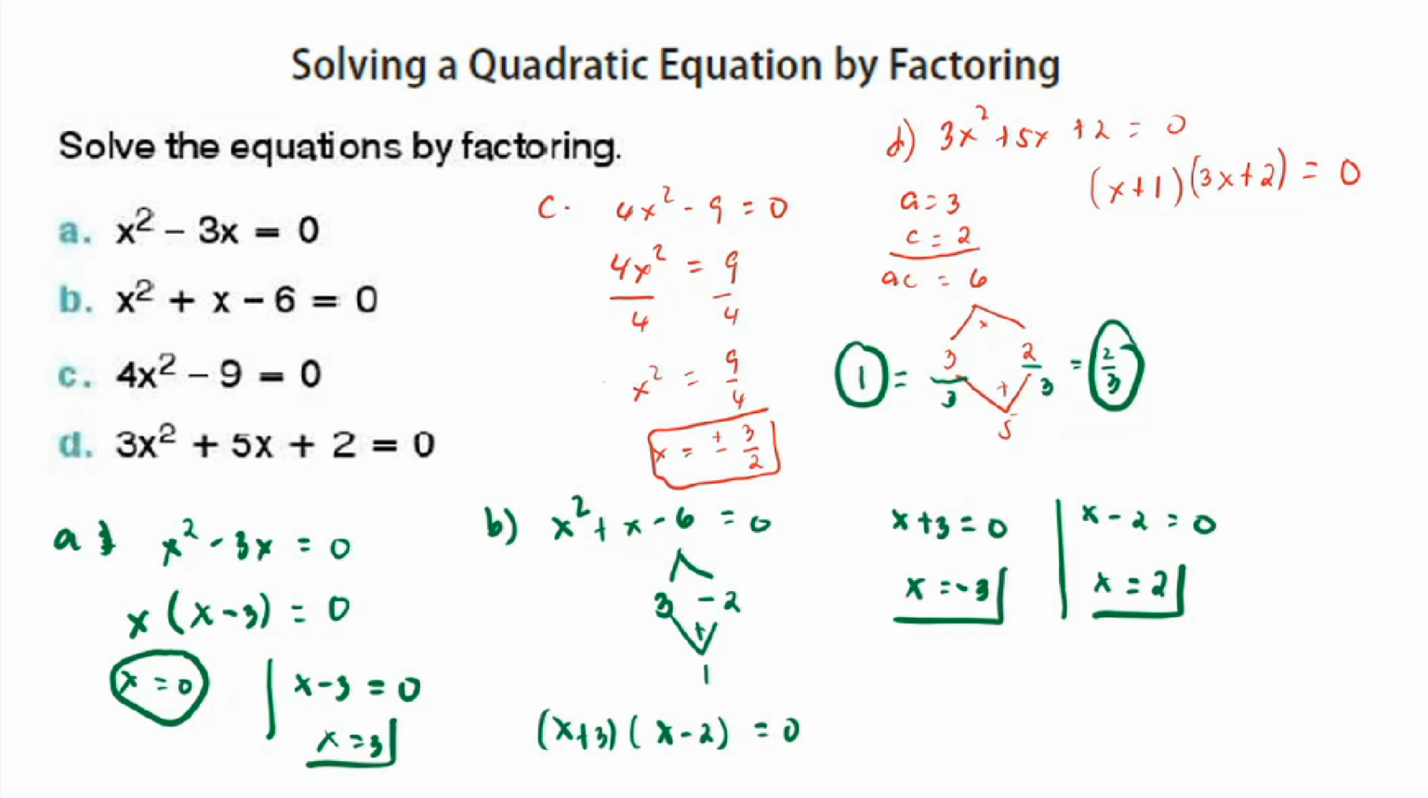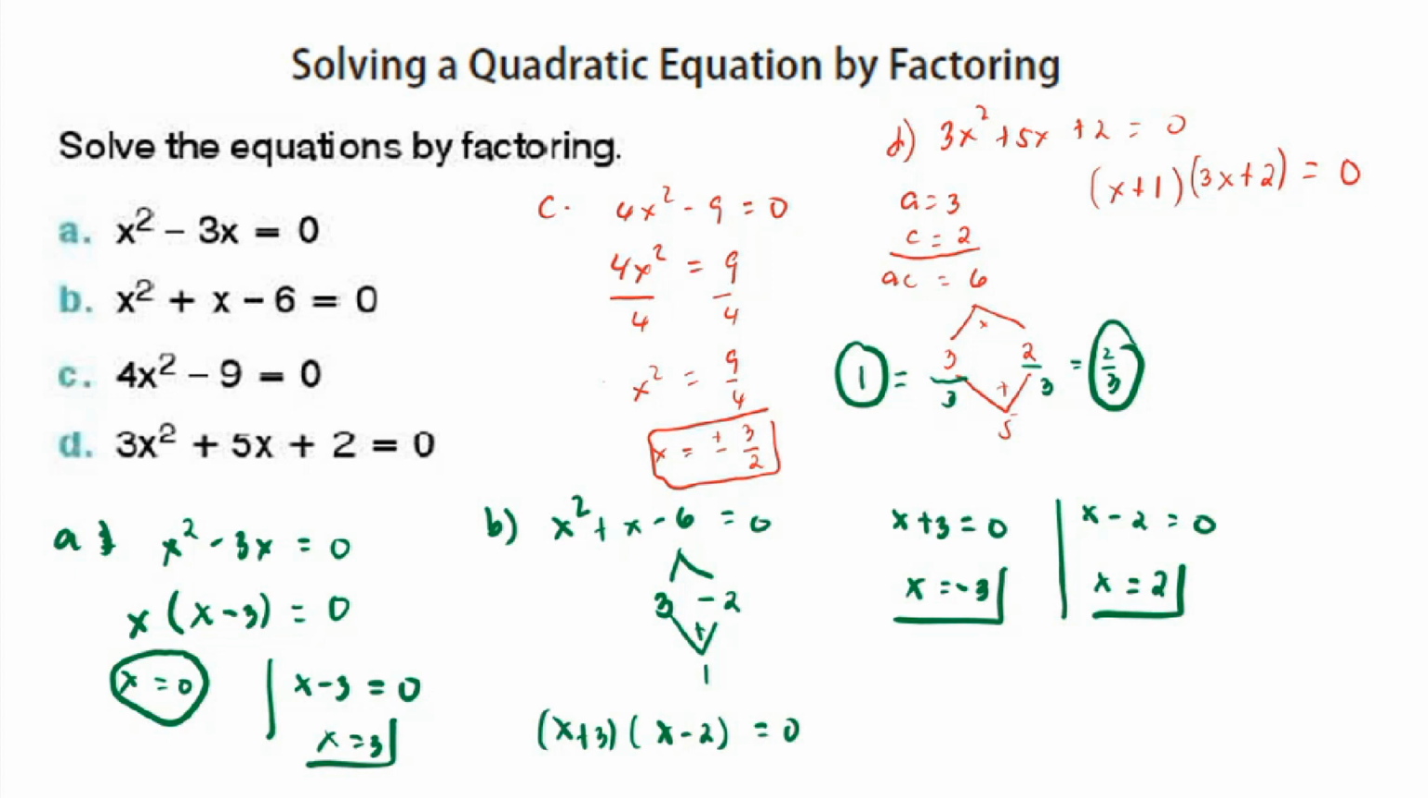Now, let's try to check using the FOIL method. So, x times 3x is 3x squared. Outer terms, we have x times 2 is 2x. Inner terms is 1 times 3x is 3x. So adding the outer and the inner terms gives you 5x. And the last term is 1 times 2 is 2. Therefore, the factors are now correct.